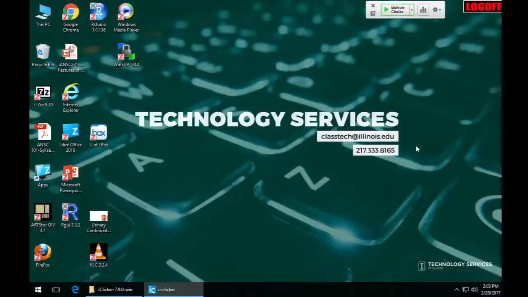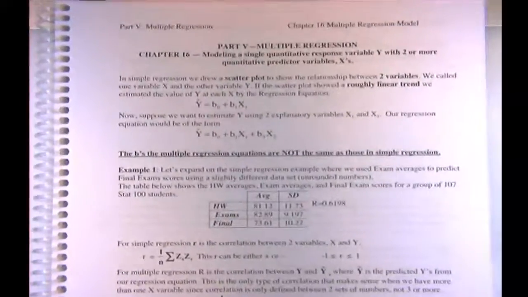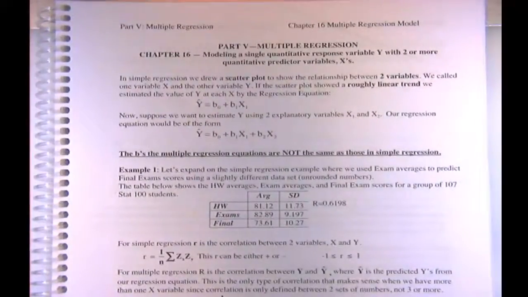Now, so get out your notebooks, and we are on page 63 here. And let me go to the document camera. And so we can start part 5, chapter 16 on multiple regression.